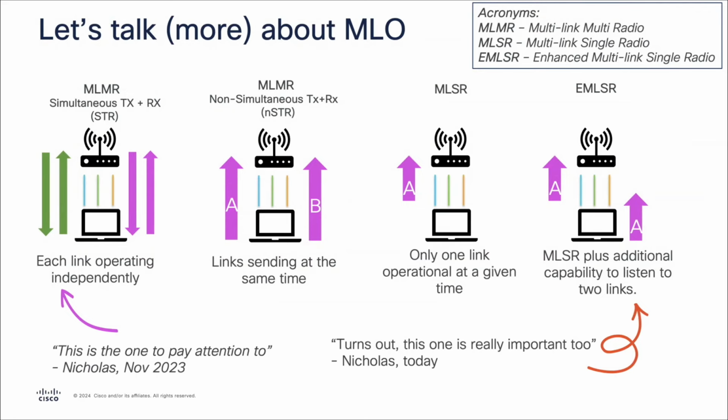It is a little more complicated. There's signaling involved. It's two-way. But these are the main two terms. If you educate yourself on MLMR and eMLSR, you're going to be ready for the first wave of MLO. There are also some terms, STR and NSTR. STR is the one that matters. Just forget about NSTR for now.